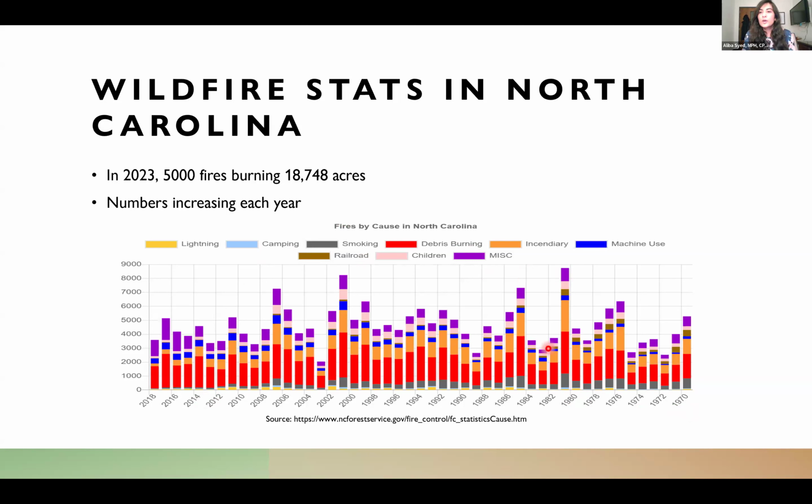We also see that each year, debris burning contributes the most to the number of wildfires compared to other causes. So now in the next few slides, I would like to go over some of the specific health impacts on people due to wildfires and the current literature on this topic.